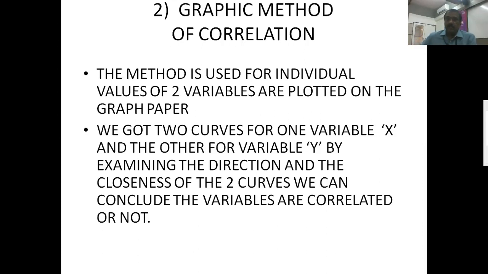The next one is a medical example. This method is used for individual values of two variables plotted on graph paper. For example, a patient is suffering with fever. If you want to diagnose or investigate the disease of the patient, we are more interested in finding out about the remaining symptoms of the patient. So we want to correlate the main symptom with the remaining symptoms.